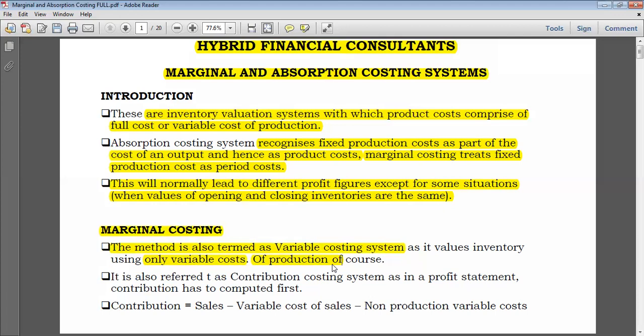As I told you, classifying cost by function, you would have production and non-production cost. Production cost will naturally belong to cost of sales, while non-production would belong to operating expenses. So that's our main concern when speaking of marginal and absorption costing. So marginal costing is also referred to as contribution costing system. Why do we call it contribution?